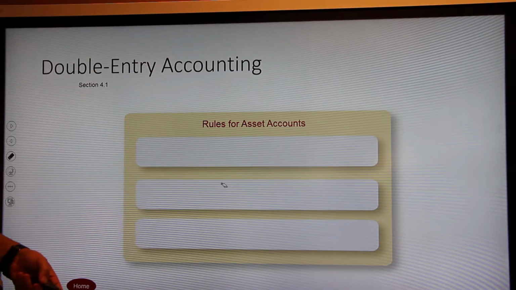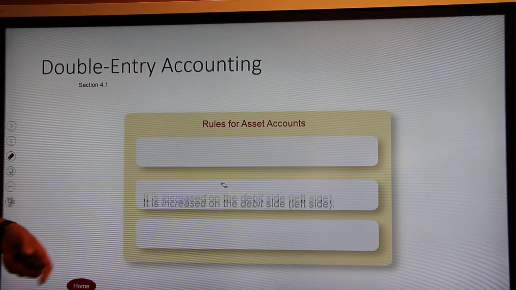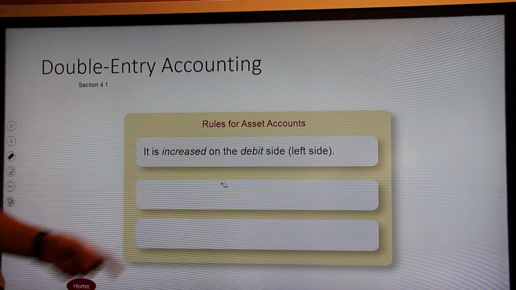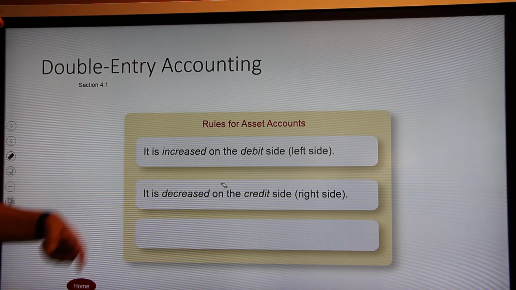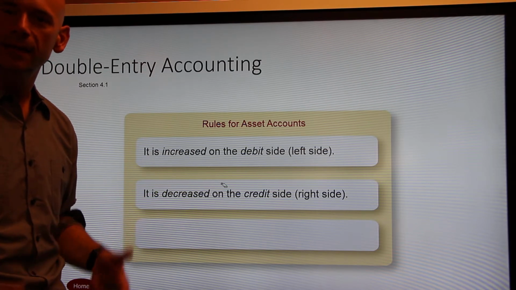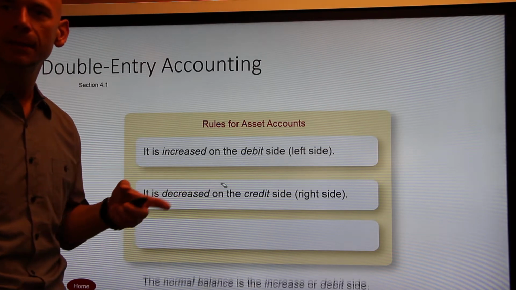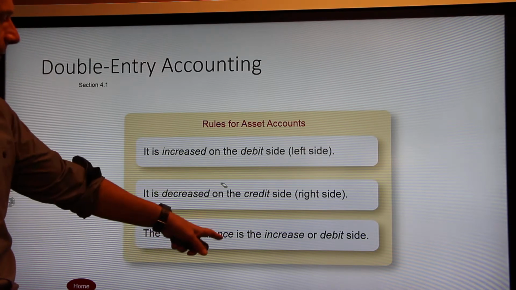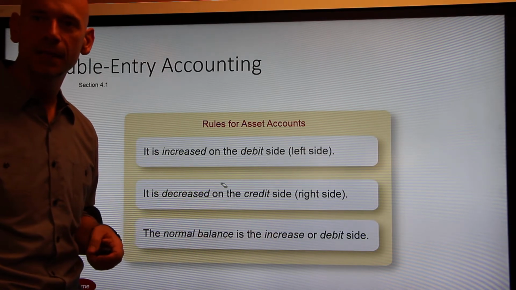So let's look at some of the rules real quick. First rule for asset accounts. Asset accounts increase on the debit side or the left side. They decrease on the right side, on the credit side. But their normal balance would be considered the side that they increase on. So for assets, debit would be their increase side. The normal balance is the increase side for debited accounts.